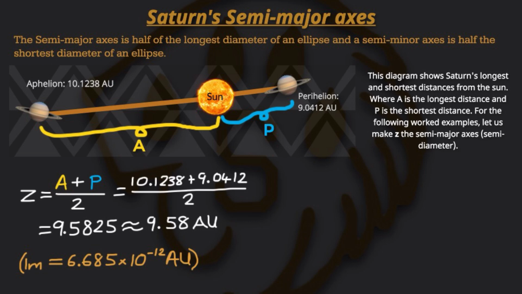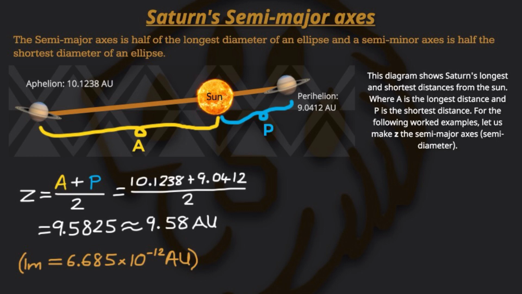Alright, welcome to the planet Saturn video. We're going to start by looking at the semi-major axis. I think we already know how we find the semi-major axis from our previous videos. So we have our aphelion, which is the A, and the perihelion, which is the P, yellow and blue respectively. And our semi-major axis, according to that white note that we see in most of our videos, says let us make Z the semi-major axis, which is the semi-diameter, which is the last sentence there.